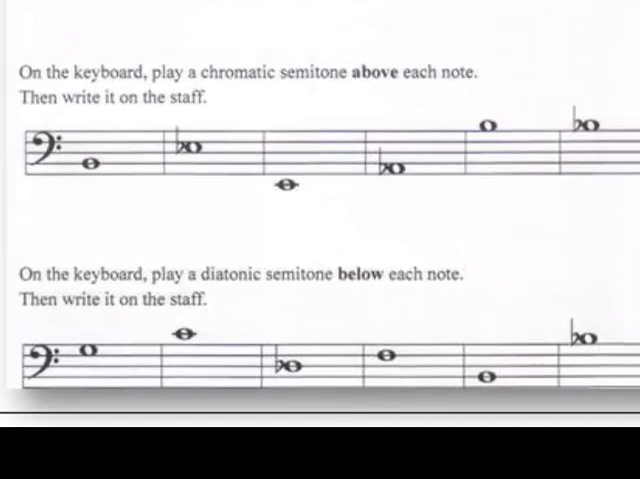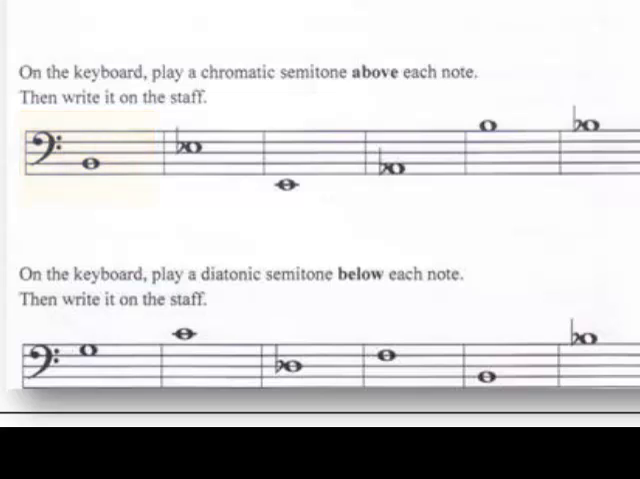Number 24, on the keyboard, play a chromatic semitone above each note. Then write it on the staff. This time it's going to have the same or a common letter name. And we're going above. We know it's going to be B to B something. For the first question, it would be B to B sharp.